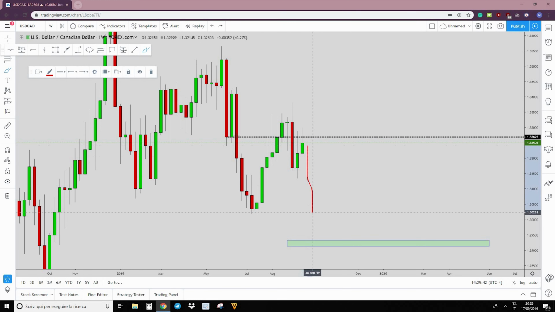Now what are we expecting? We already know it. We want to see continuation to the downside, and from a structural point of view, we are at the moment below all levels of support. So we want to see a push at least to this low.